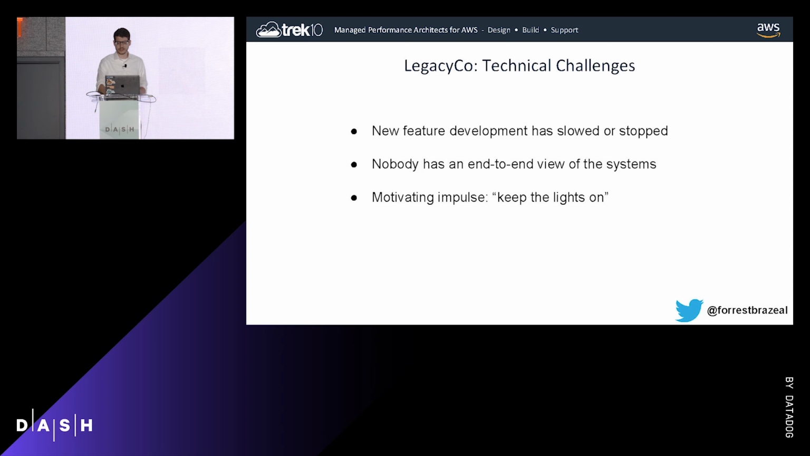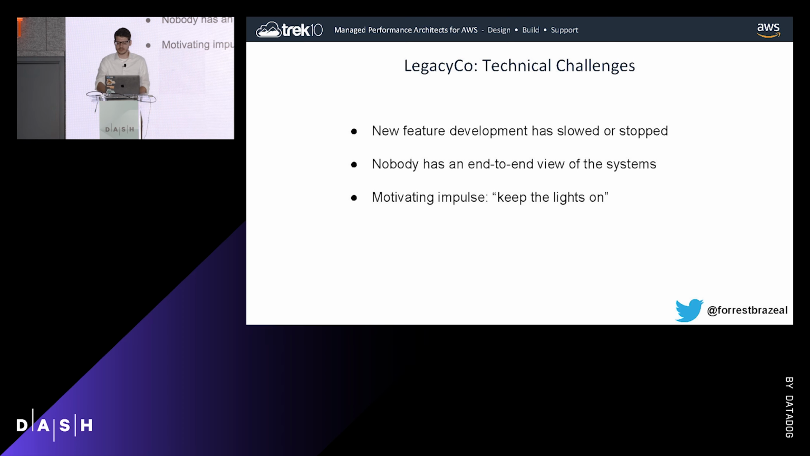And so what happens is, over time, because nobody has an end-to-end view of the systems, there develops this mindset of, let's just keep the lights on. You ever heard that phrase used? Let's just keep the lights on, right? We're not going to make any big changes. We're not going to rock the boat. We're just going to hopefully keep things from deteriorating any further.